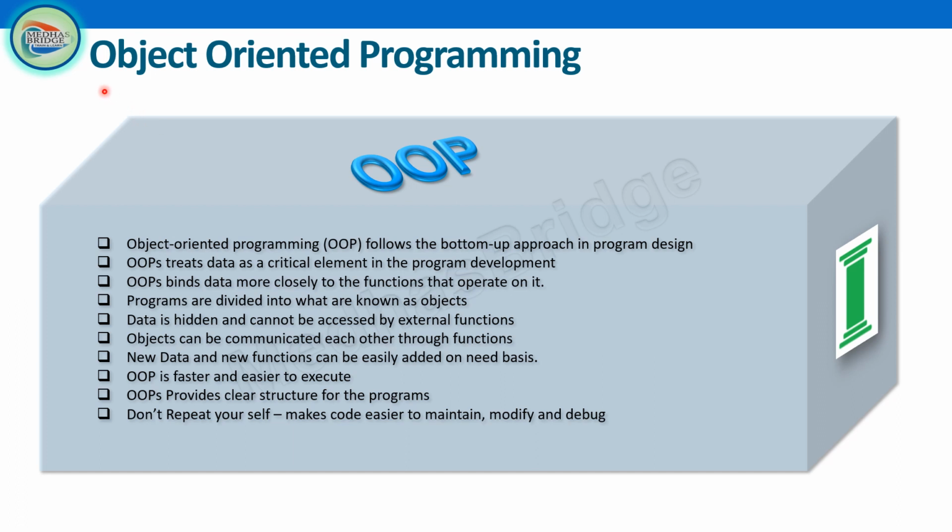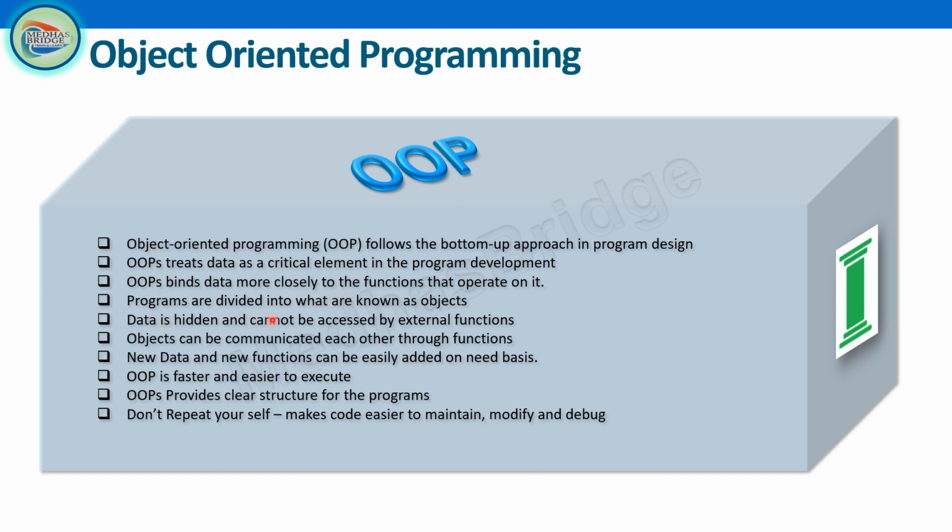Let's look at object-oriented programming in short. It is also known as OOPS. OOPS means object-oriented programming. OOPS follows a bottom-up approach in program design. OOPS treats data as a critical element in the development of a program. It binds the data more closely to the functions that operate on it.